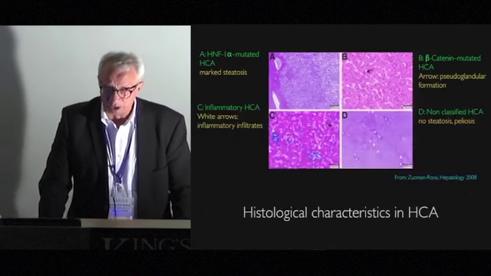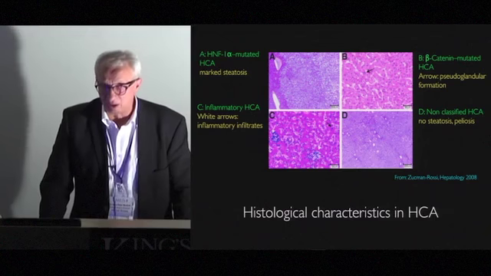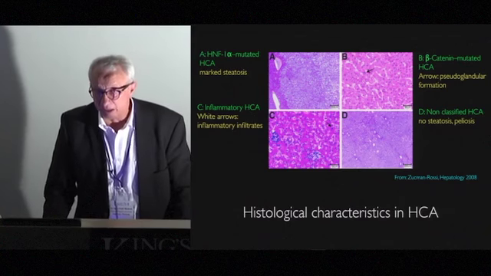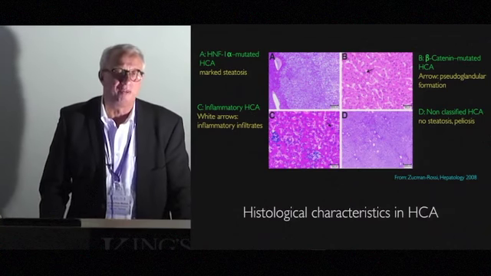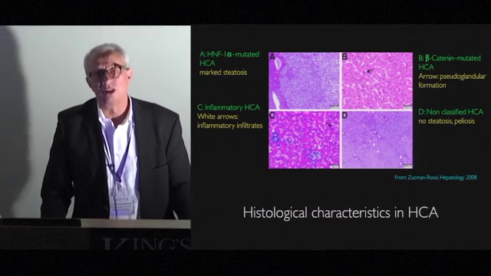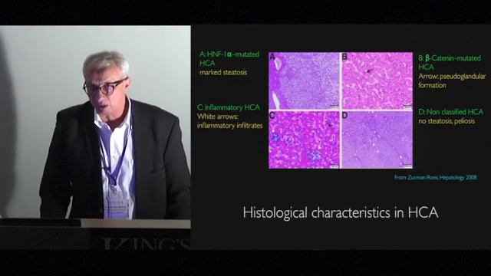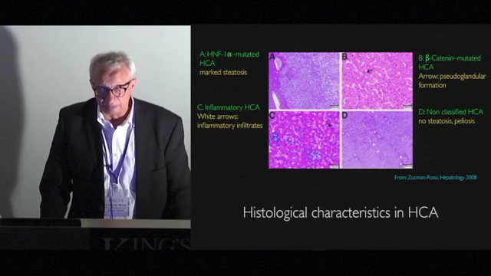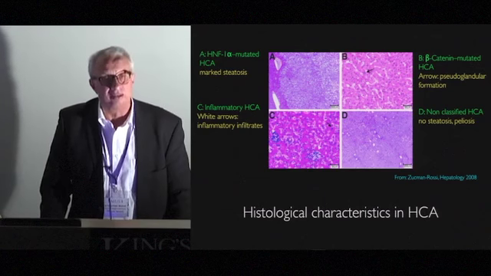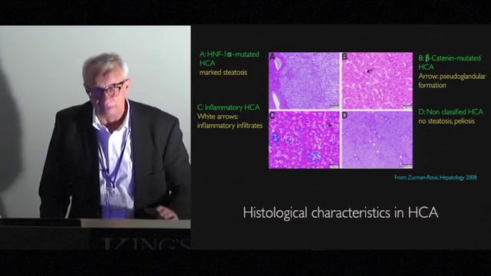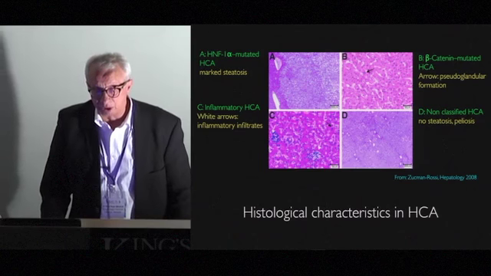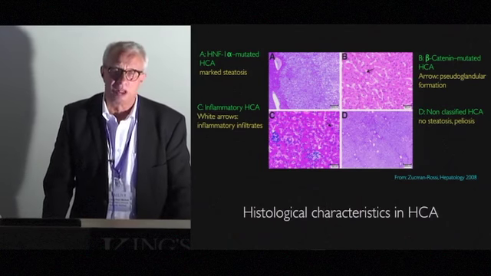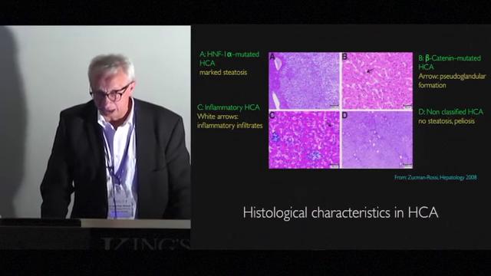Is that important? Well, it is important in that only the beta-catenin mutated HCAs have the highest level of transformation into malignant tumors. So this is why we should try to classify these. And the HNF1 alpha ones have a very good prognosis, and the inflammatory HCA have a 10% risk of malignant transformation.